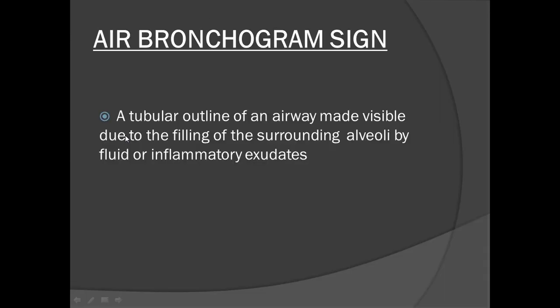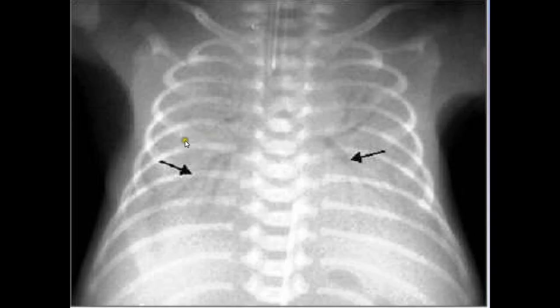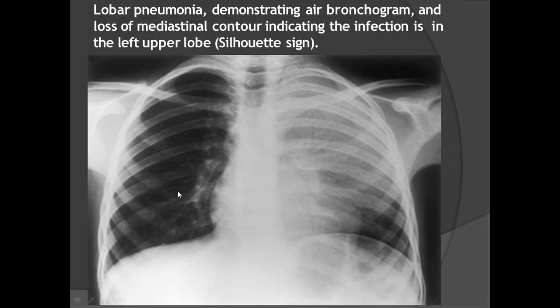And then comes the air bronchogram sign, which is a tubular outline of the airway made visible due to filling of the surrounding alveoli by fluid or inflammatory exudate. So basically this is a patient of RDS, intubation has been done. This is a preterm neonate. What happened is both lungs have a surfactant deficiency, so both lungs are whiter, hazy opaque, and this is the air within the bronchi which is seen. So this is called the air bronchogram sign.